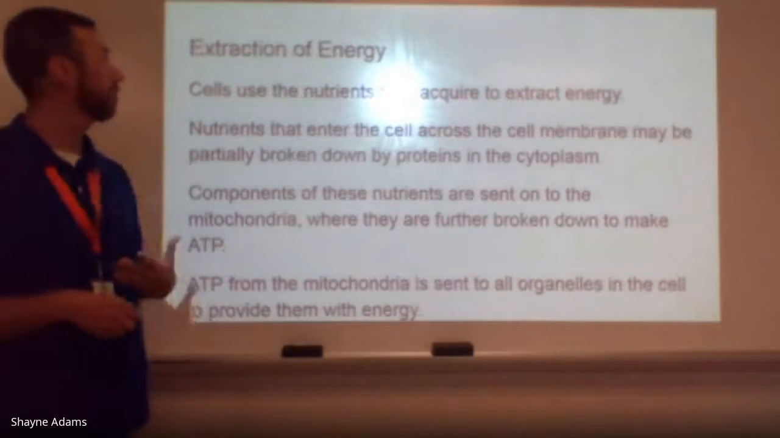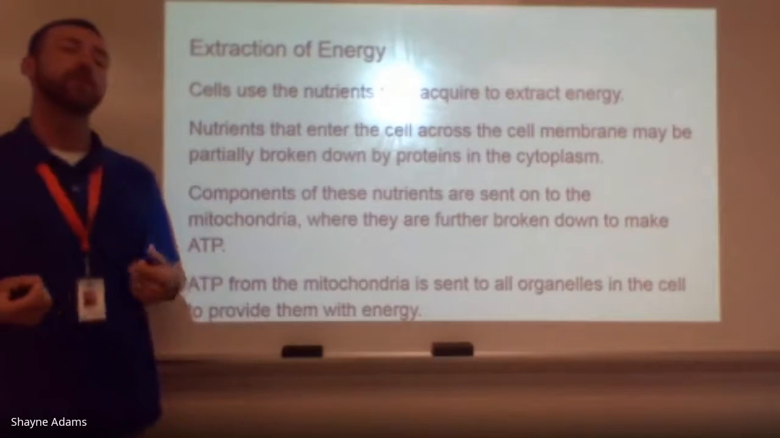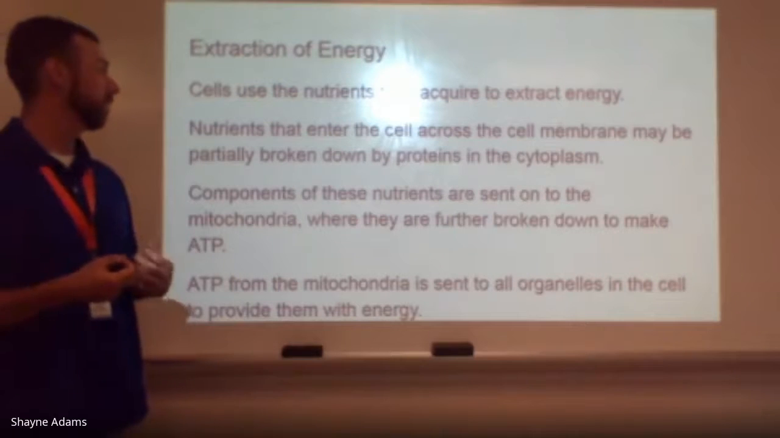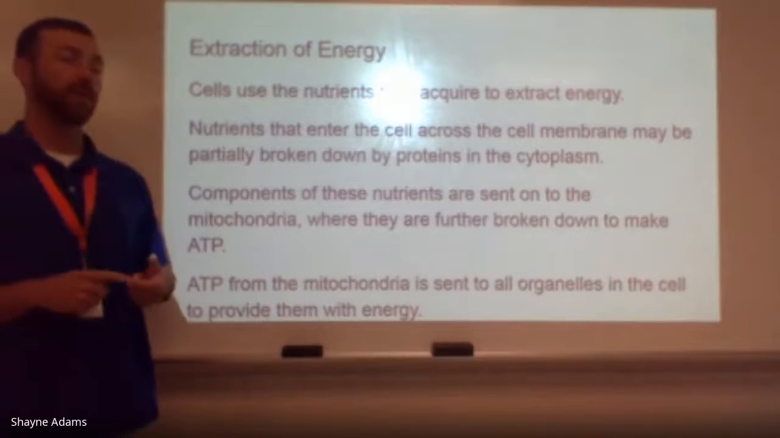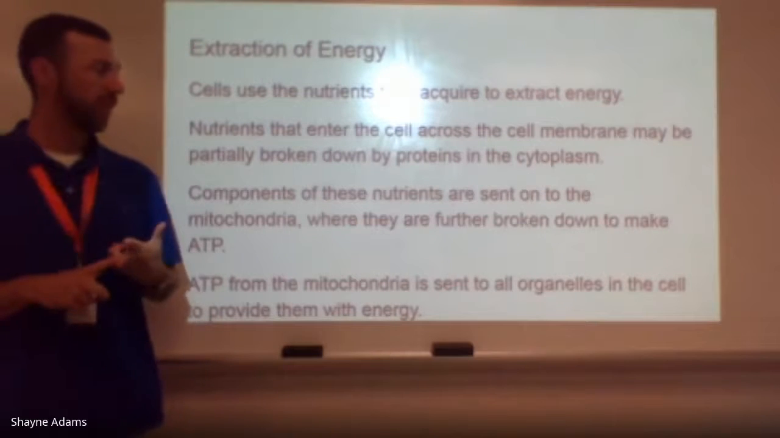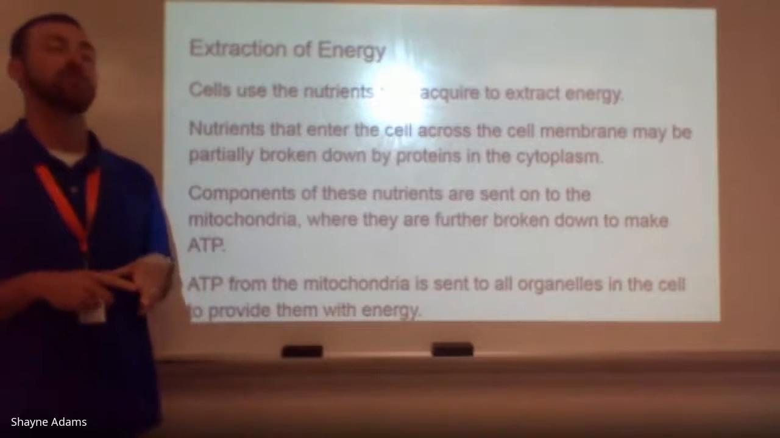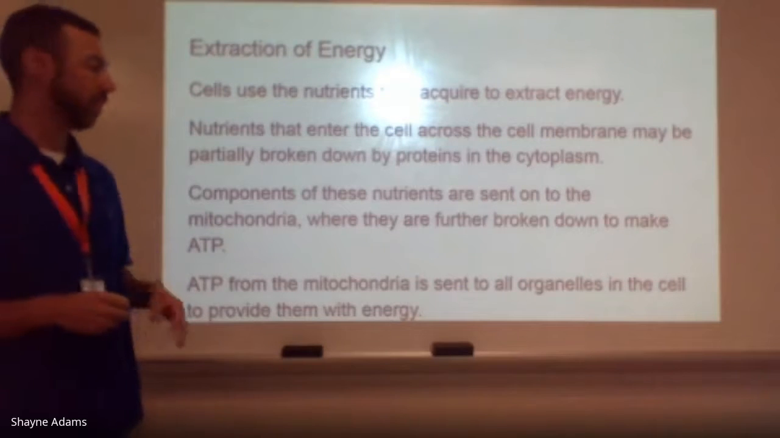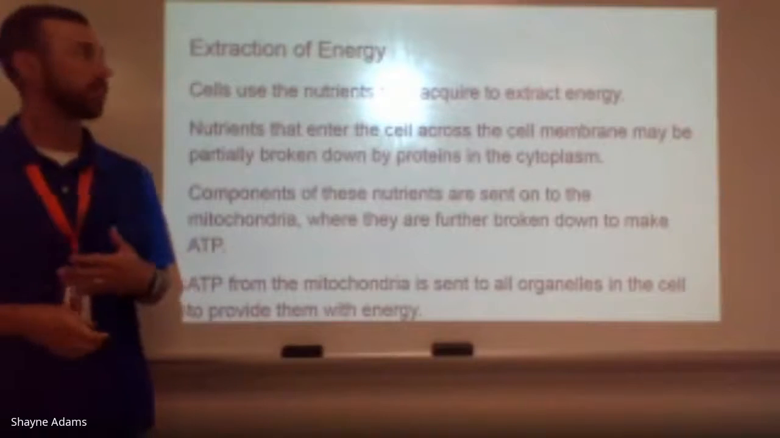So cells have to get nutrients to perform certain processes that are essential for the cell to survive and carry out life functions. Cells also have to extract or use some type of energy. They use those nutrients that they acquire to extract energy. Nutrients that enter the cell across the cell membrane may be partially broken down. Then those components are sent on to the mitochondria, where they are further broken down to make ATP. ATP from the mitochondria is sent to all other organelles. ATP is the energy currency in the cell. All right, so it's sent to all organelles in the cell to provide them with energy.